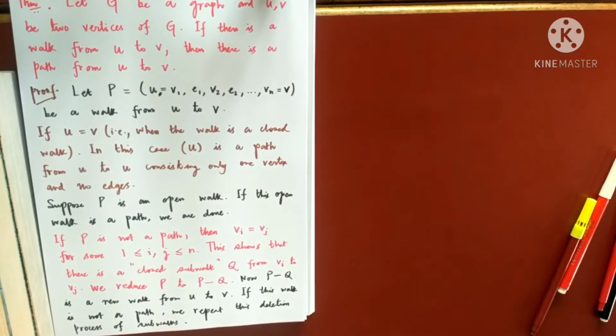Okay. Now you see one thing. Because the number of vertices in P is finite, there can be only a finite number of subwalks present. So after removing all of these finite number of subwalks, we are done with the proof. That means I'll get a path from U to V. So let me write that.